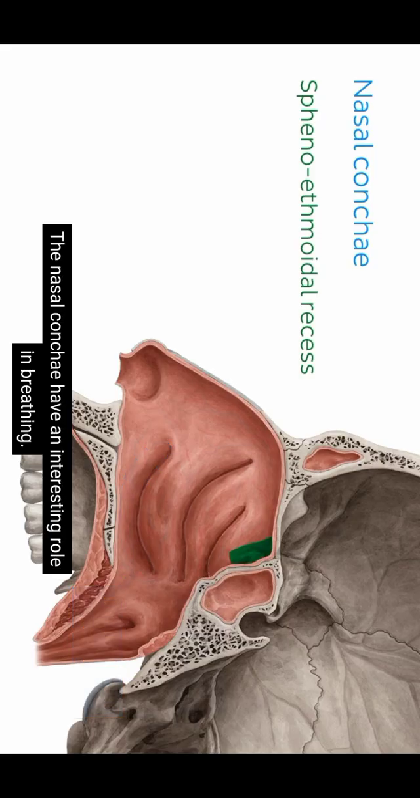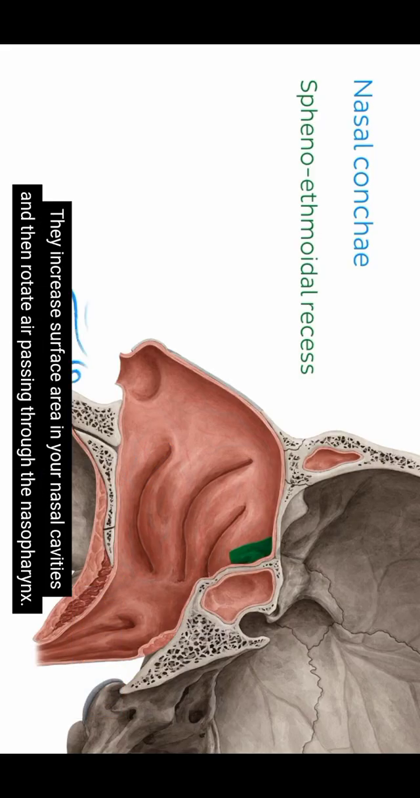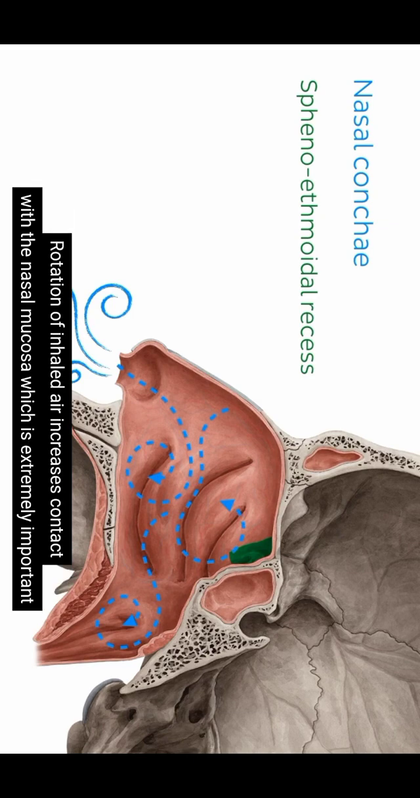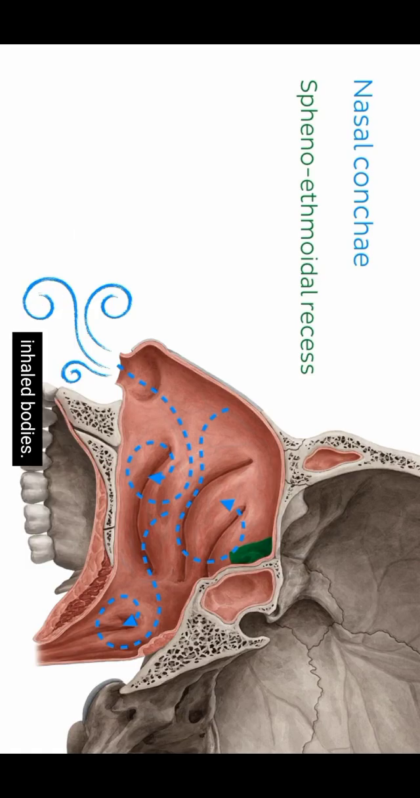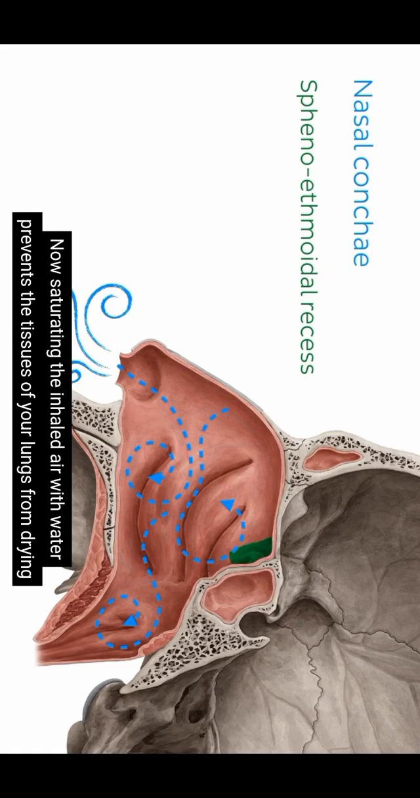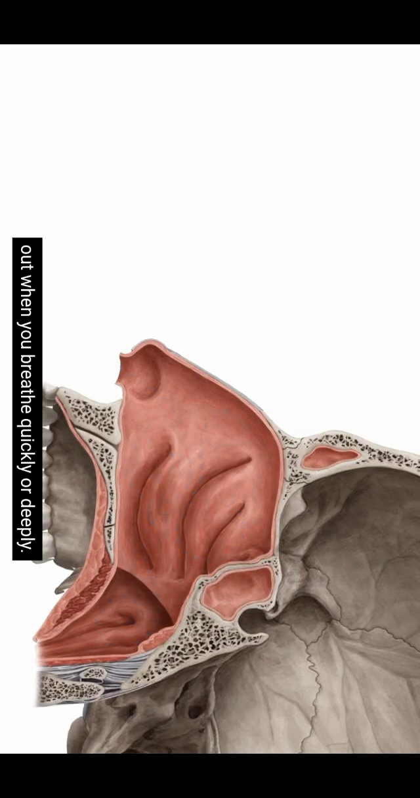The nasal conchae have an interesting role in breathing. They increase surface area in your nasal cavities and then rotate air passing through the nasopharynx. Rotation of inhaled air increases contact with the nasal mucosa, which is extremely important because it helps to humidify the air and to filter it from the microbes or any other harmful inhaled bodies. Now, saturating the inhaled air with water prevents the tissues of your lungs from drying out when you breathe quickly or deeply.